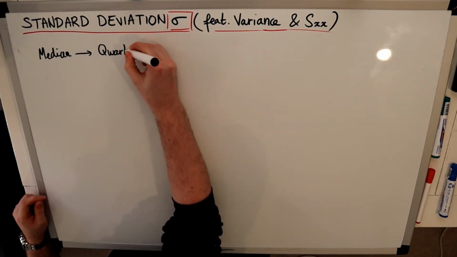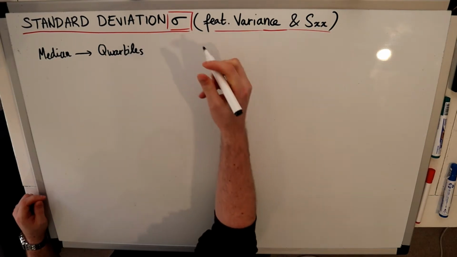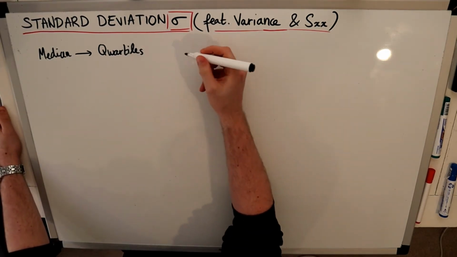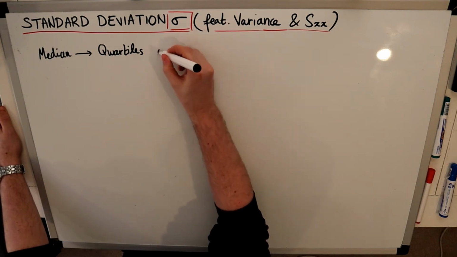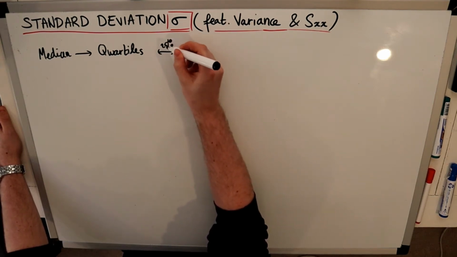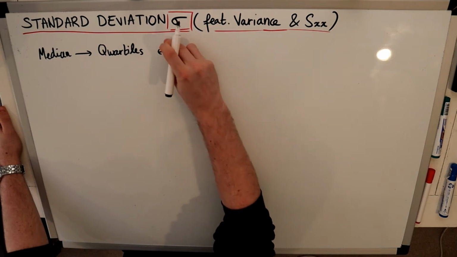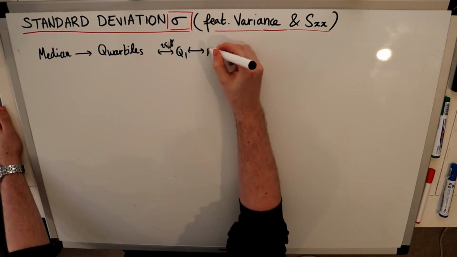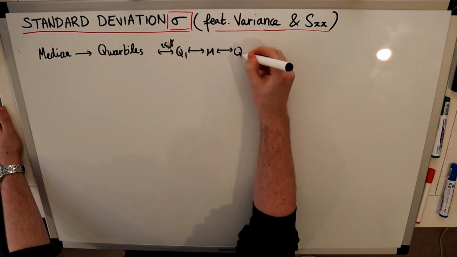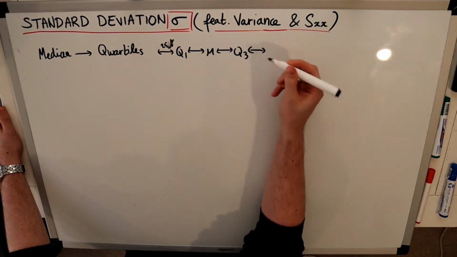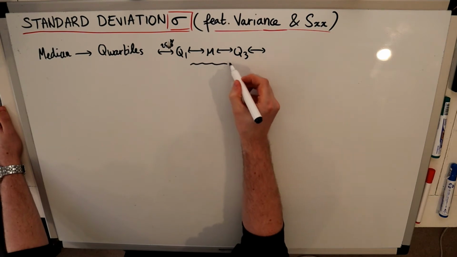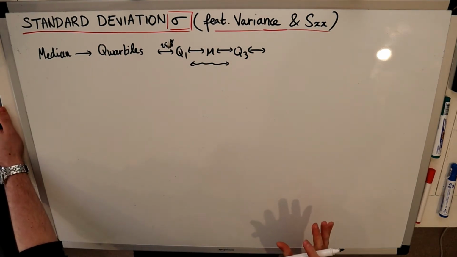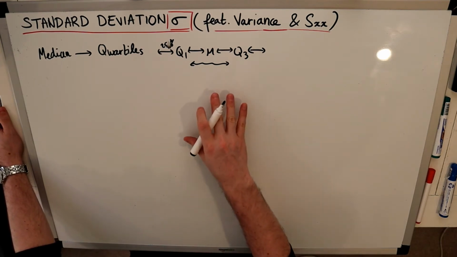So we were able to structure the data and figure out how spread it was, because if I'm able to take 25% of the data and stick it before the first quartile, and then take 25% and have the median, and then take 25% and the third quartile, we're able to see how far or how tightly packed the data is between the quartiles and how it behaves with respect to the mean.